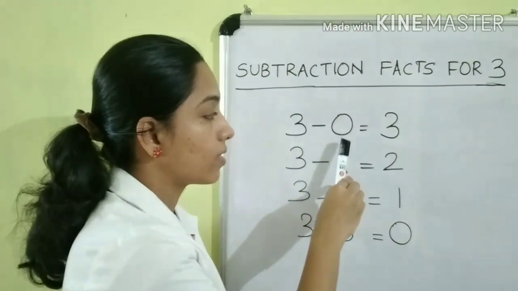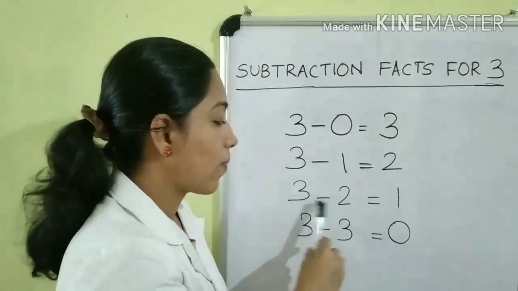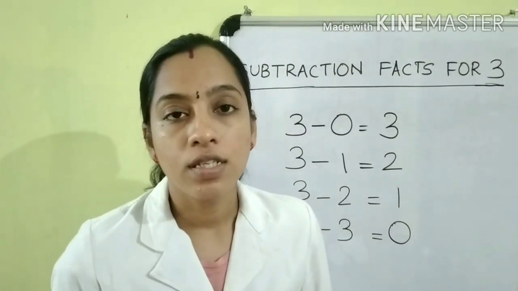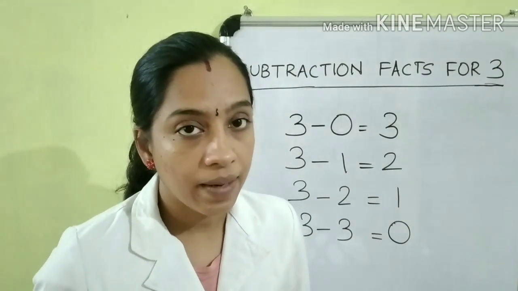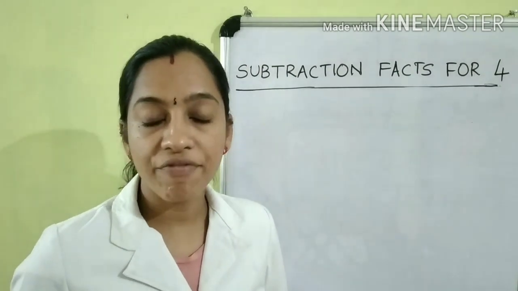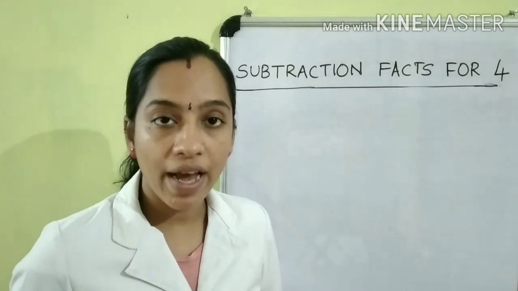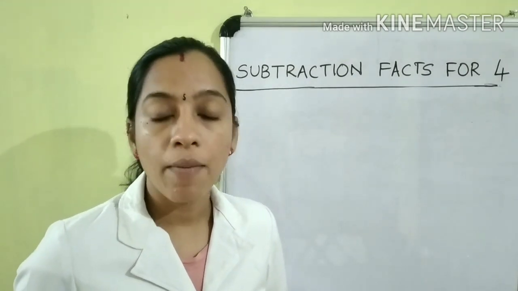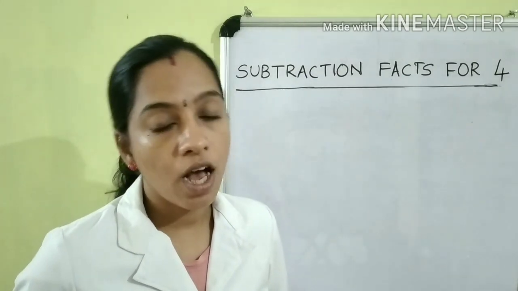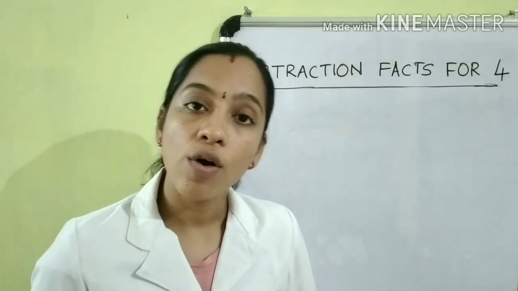That is 3 minus 0 is equal to 3. 3 minus 1 is equal to 2. 3 minus 2 is equal to 1. And 3 minus 3 is equal to 0. Is it clear? Okay. Next, we are going to learn the subtraction facts for the number 4. We can find out the subtraction facts by using our fingers. Let me explain how. Here, we have to find out the subtraction facts for 4.